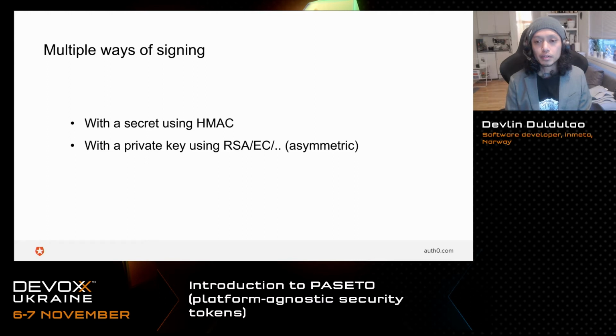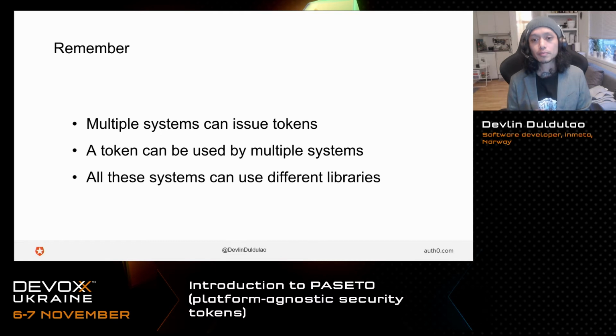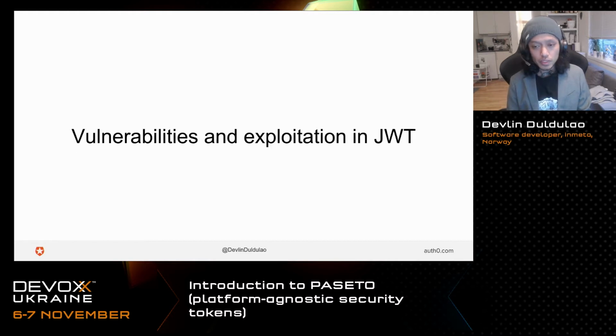Another thing to remember: multiple systems can issue tokens, and a token can be used by multiple systems, and all of these systems can use different libraries. So we're done here with the recap. Let's go to the vulnerabilities and exploitation in JWT. Here are just samples of the most common ones, and you can also find a lot of these vulnerabilities.